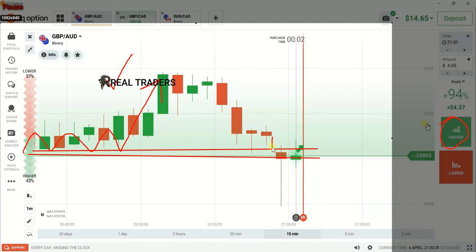You can see this candle opens with a gap. You can see this candle closes here and this candle opens here. There is a gap here, a space. Okay, this gap is a sign of reversal.